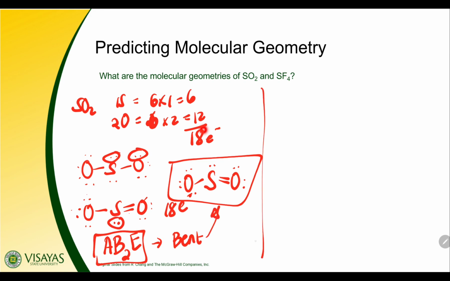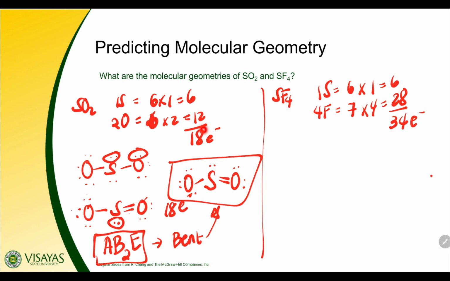Okay, next, for SF4, we have 1 sulfur atom. The valence electron of sulfur is 6. We have 4 fluorine atoms. The valence electron of fluorine is 7. So 7 times 4, we have 28. The total valence electron is 34.